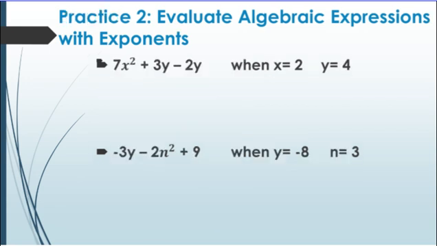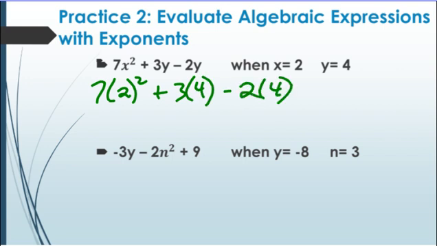And some more. We've got 7 times x, where x equals 2, so 2 squared, plus 3 times y, where y is 4, so I put 4 in, minus 2 times 4. Simplified, 2 squared is 4, times 7 is 28, plus 3 times 4 is 12, minus 2 times 4 is 8. Going from left to right, 28 plus 12 would be 40. 40 minus 8 is 32.